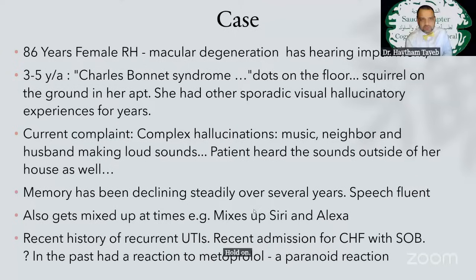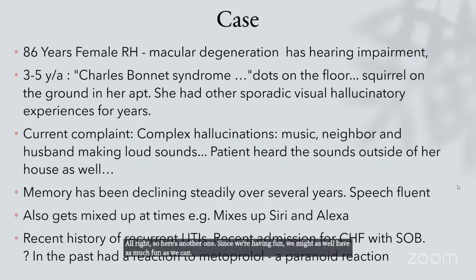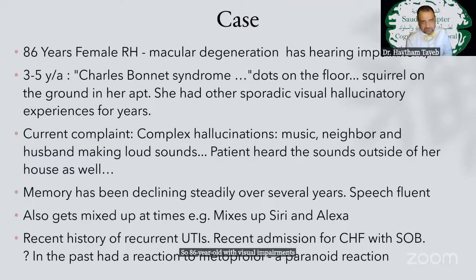All right. So here's another one. Since we're having fun, we might as well have as much fun as we can. So, an 86-year-old with visual impairments, so she's legally blind. She is Charles Bonnet, or was told that she had Charles Bonnet quite a few years ago. She saw visual hallucinations of small things and squirrels running on the floor of her apartment.